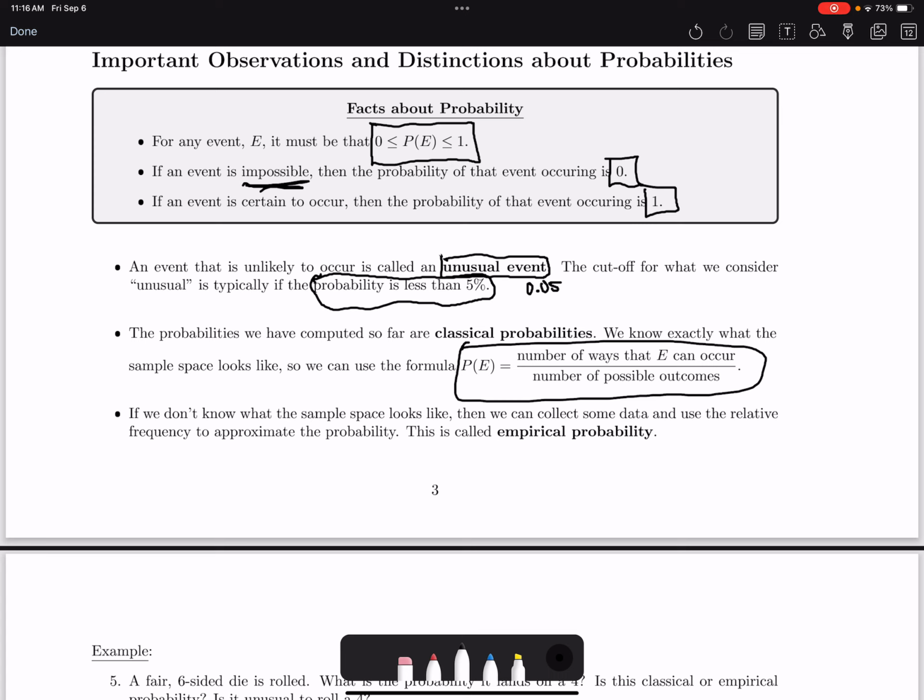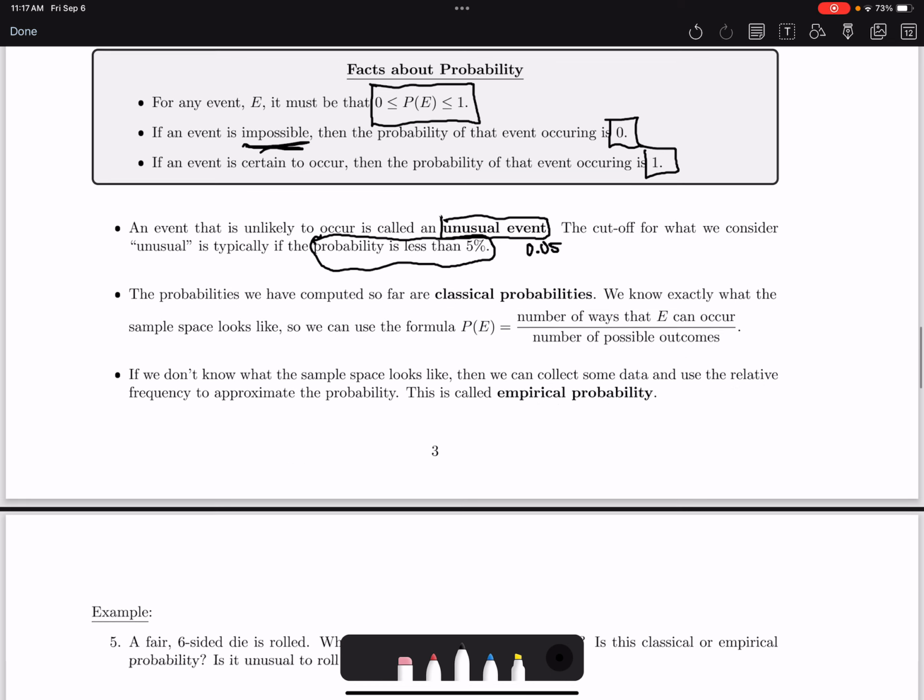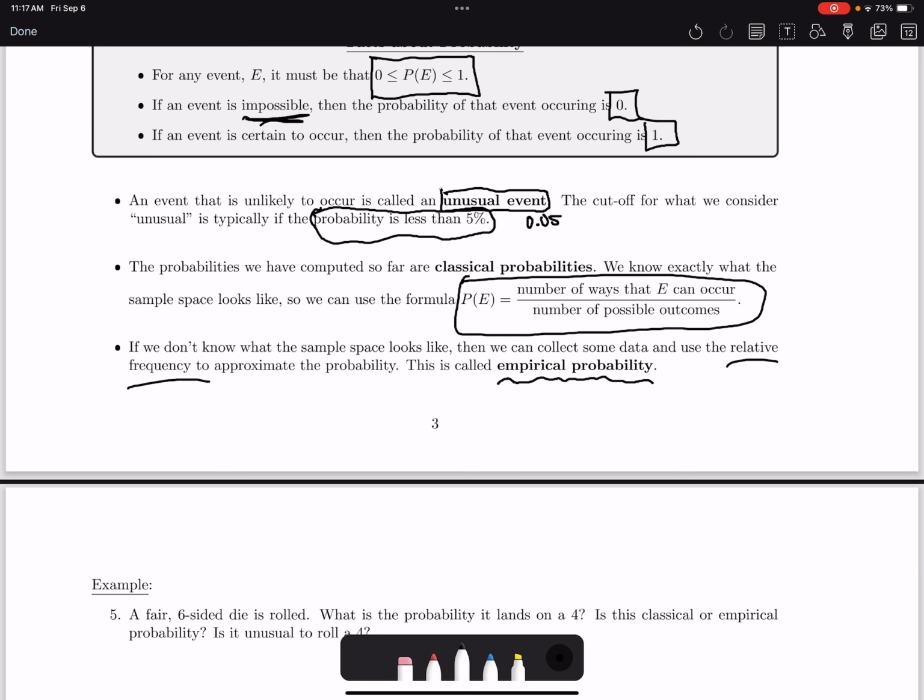Based on our experimentation, based on the data that we have, we can use the relative frequencies in our data set to approximate the probability of something happening, and that would be called empirical probability. I'm not going to make a huge deal about the distinction between those things, but let's take a look at some examples so that we can see the difference. It is an important difference, and one that I'll point out at the end of the section.